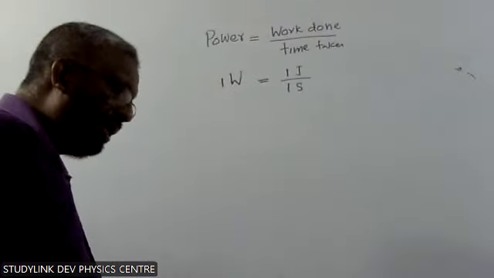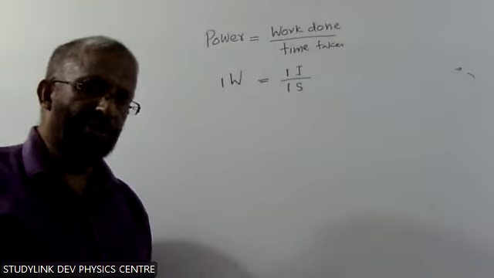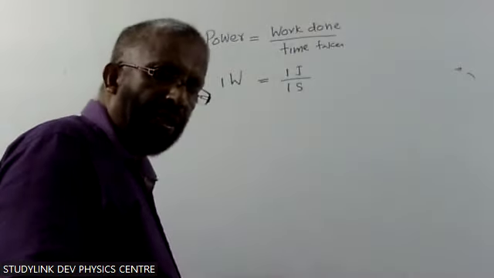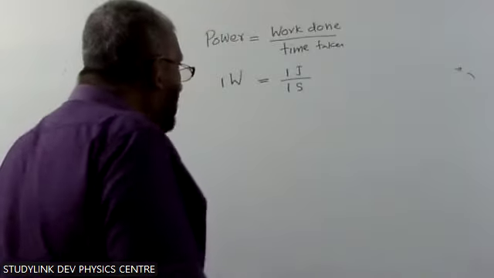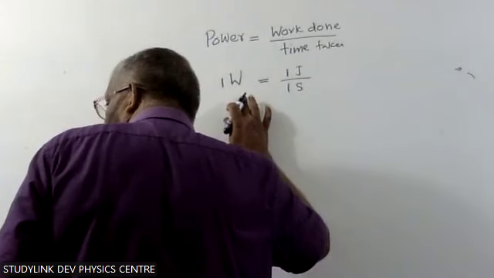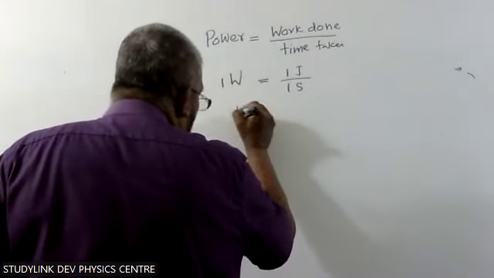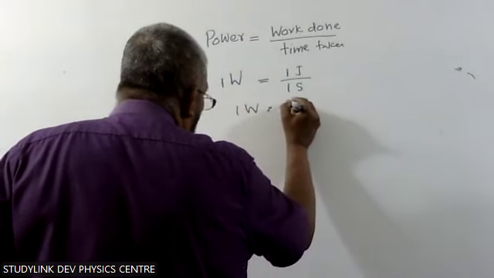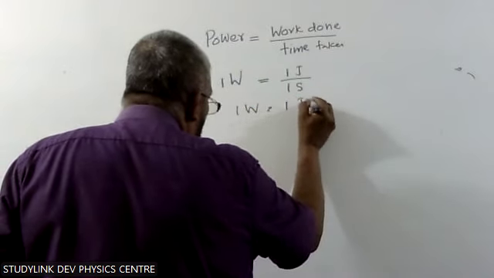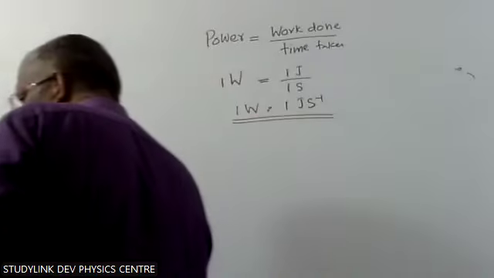Watt came with James Watt. The steam engine was invented by him. So therefore, watts, capital W. Then 1 watt is equal to 1 joule per second. Right, after that.